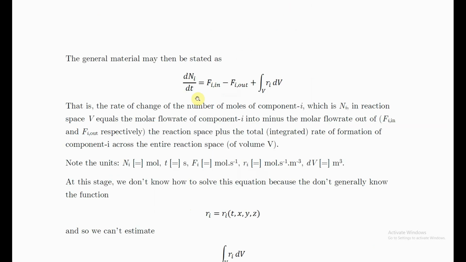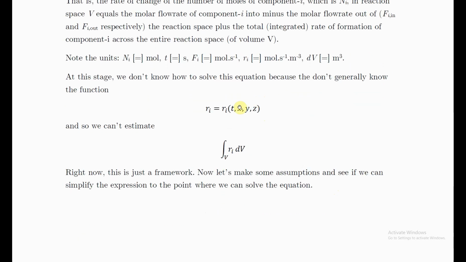And then it's written more cleanly here. It's the exact same equation, just reproduced here. Okay, so now we want to unpack this, and we've talked about the units here, right? Ni is number of moles, T is time in seconds, Fi is moles per second, molar flow rate, Ri is our standard definition for reaction rate, moles per second per cubic meter, and our volume is in cubic meters. As we said, we don't know how to solve the equation because we don't know this function. We don't know how R is varying in T and X and Y and Z. So we don't know how to evaluate this.